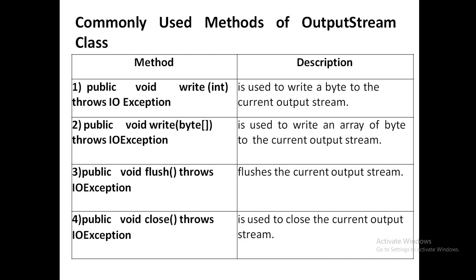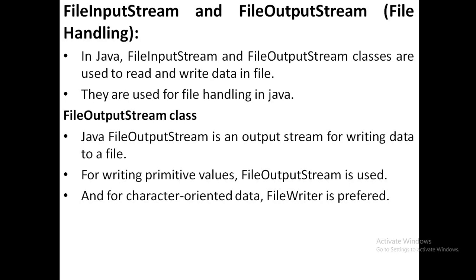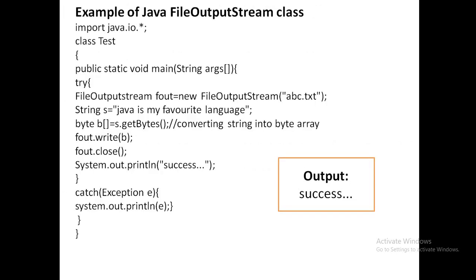File input stream and file output stream, that is file handling. In Java, file input stream and file output stream classes are used to read and write data in files. They are used for file handling in Java. File output stream class. The Java file output stream class is an output stream for writing data into a file. For writing primitive data values, file output stream is used, and for character oriented data, file writer is mostly preferred.